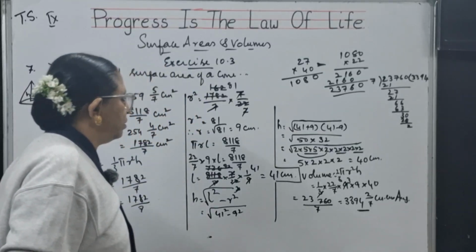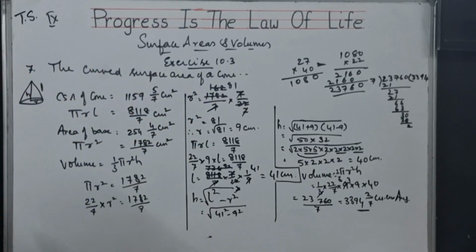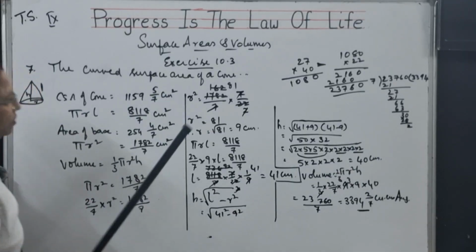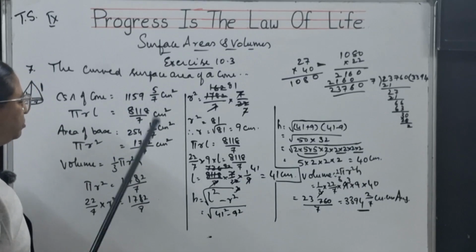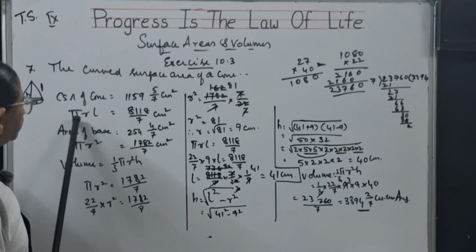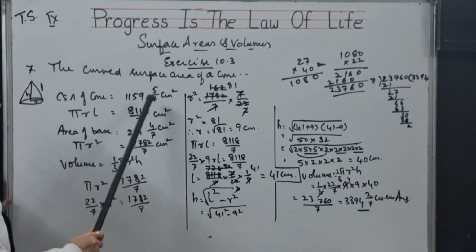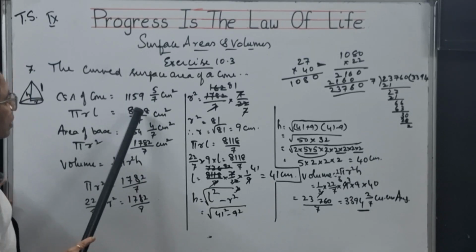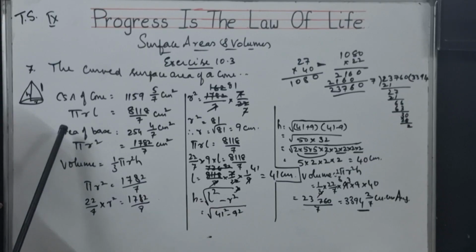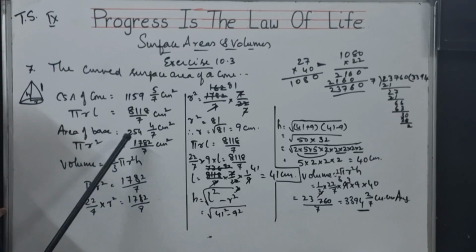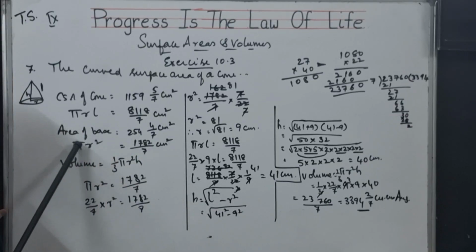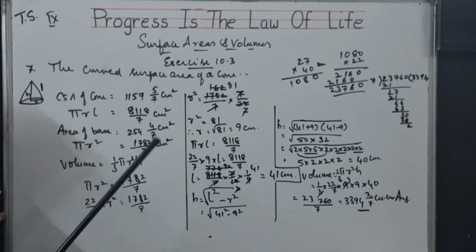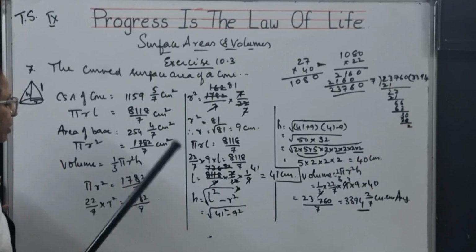So let us once again explain. Let me explain to you. They have given curved surface area of a cone as 1159 5 by 7 square centimeters. Curved surface area means pi r l. I have converted this mixed fraction into improper fraction, that is 8118 by 7. And area of base they have given, also as a mixed fraction. Base area is a circle, no? Pi r square is equal to, when I convert it into improper fraction, 1782 by 7.